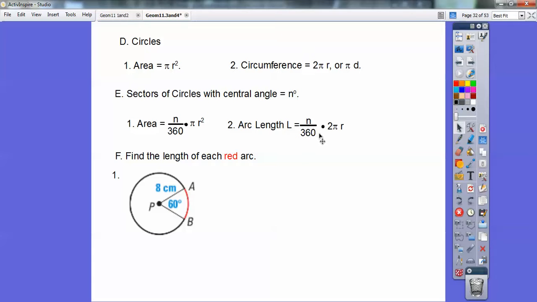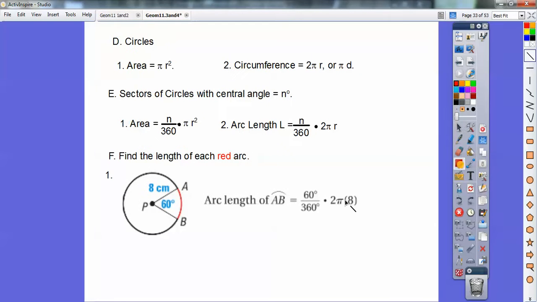60 over 360 times 2 times pi, and then the radius is 8. So here we go. I noticed 60 and 360, the zeros cancel, you guys. You can cancel these zeros right here. Those zeros just cancel when they end in zeros. And then 6 over 36 reduces to 1/6, and then you can cancel this 6 with either the 2 or with the 8. I forgot what I did. I canceled it with that 2. So I'm left with the 8 pi on top over that 3.